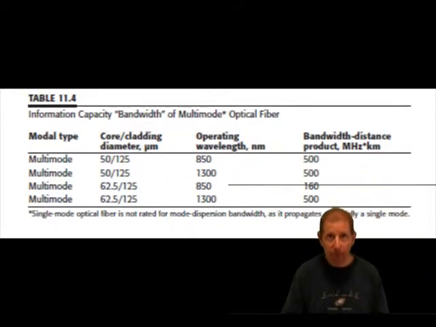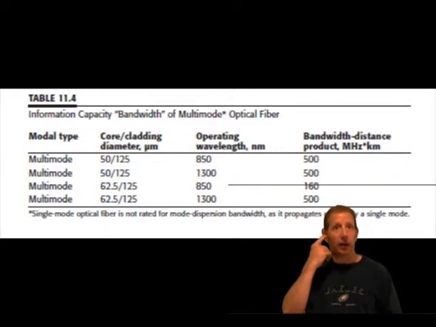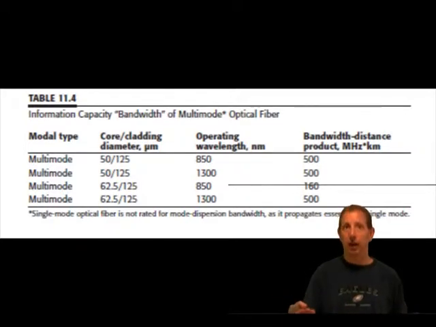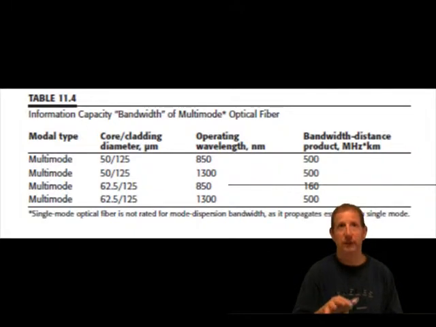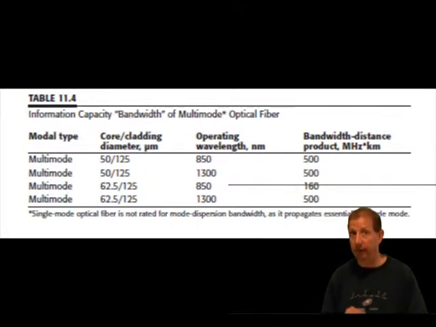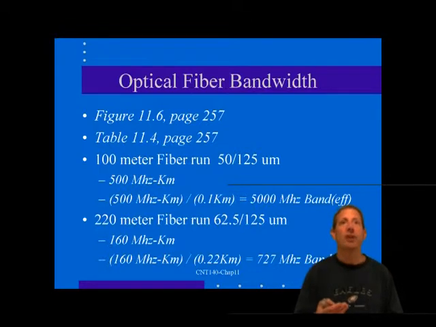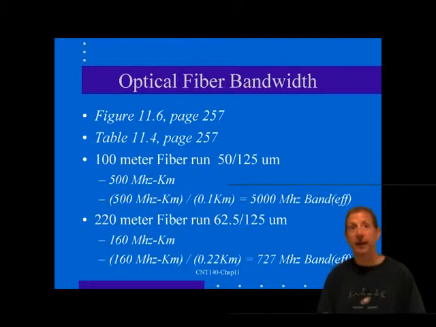Thus, from the table, a 100-meter fiber run of 50/125 µm can be seen to have 500 megahertz-kilometers divided by 0.1 kilometer. So we'd have a 5,000 megahertz effective bandwidth. On the other hand, a 220-meter run of 62.5/125 will have a 727 megahertz effective bandwidth, which could cause a real problem for gigabit Ethernet.